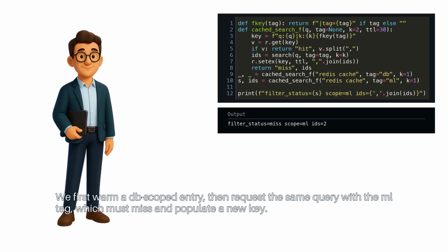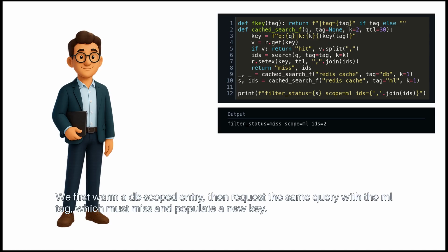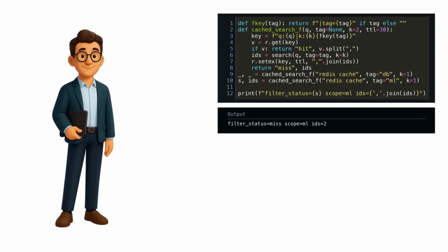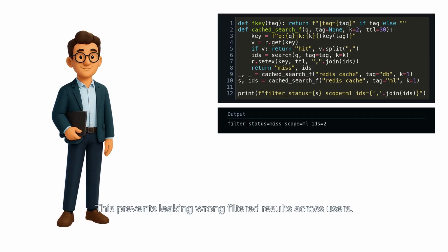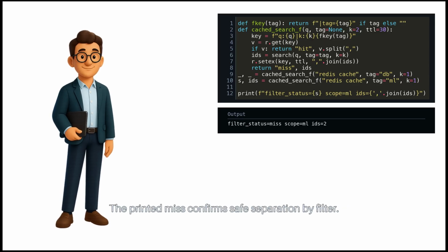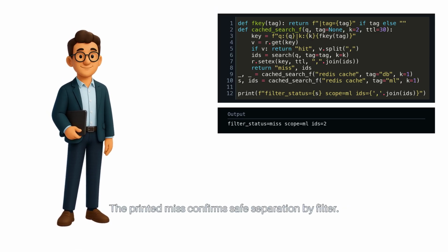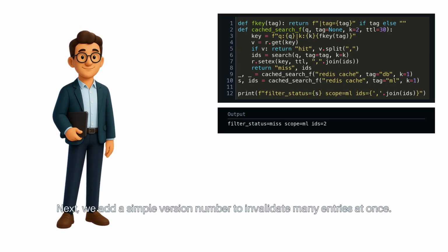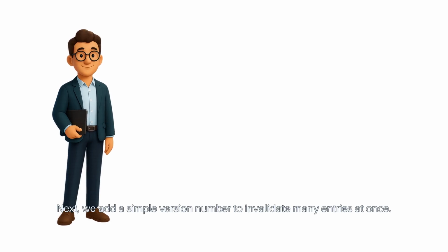We first warm a DB-scoped entry, then request the same query with the ML tag, which must miss and populate a new key. This prevents leaking wrong filtered results across users. The printed miss confirms safe separation by filter. Next, we add a simple version number to invalidate many entries at once.